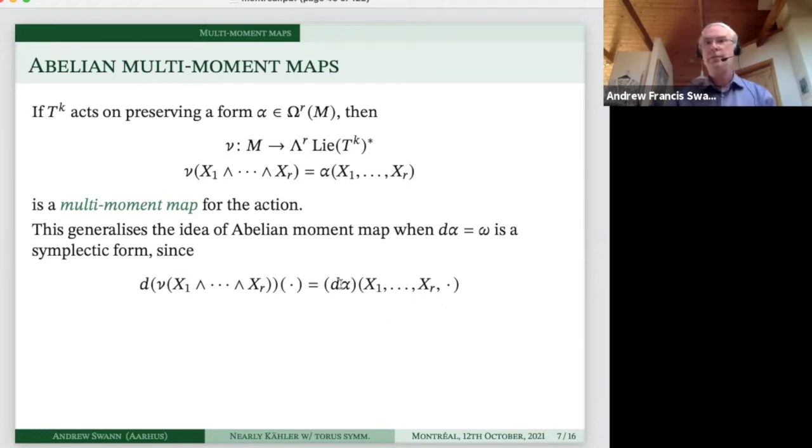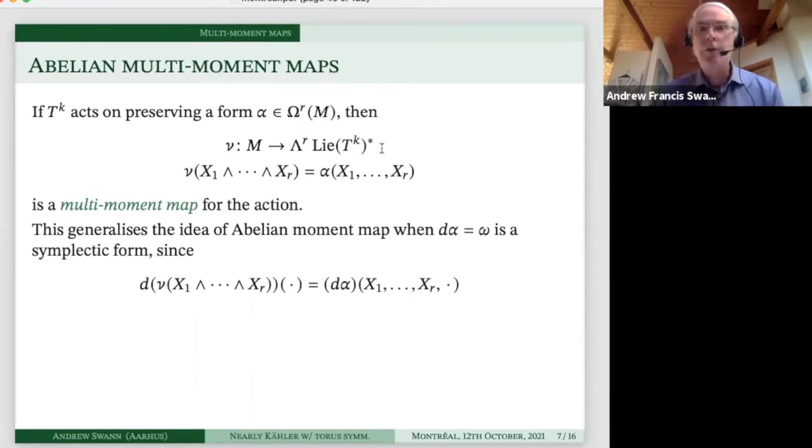So in general, you can define a multi-moment map for an R+1 form satisfying this relation. So replace d alpha by the R+1 form, and then you have to postulate existence and so on. So when we have this set up, we also automatically get that this map is equivariant. So we're in the abelian situation, so it's just going to be invariant.